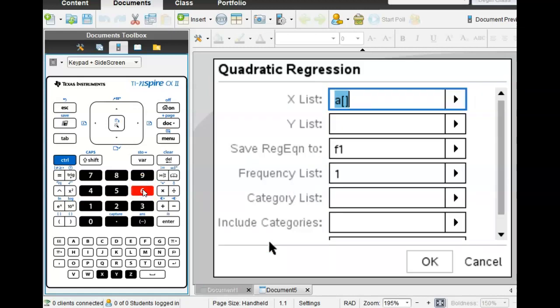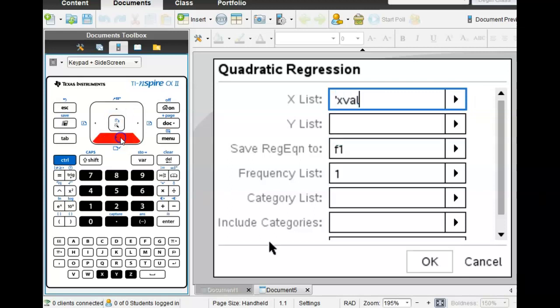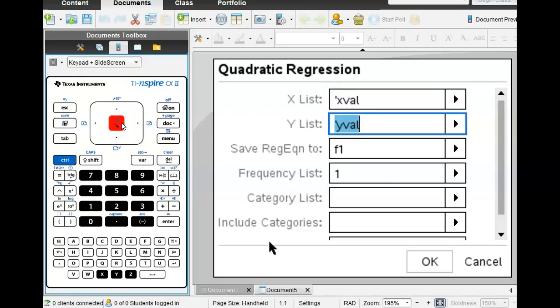Then we get here, okay? My X list is going to be my X values. My Y list is going to be my Y values. Okay, so save regression equation to F1.